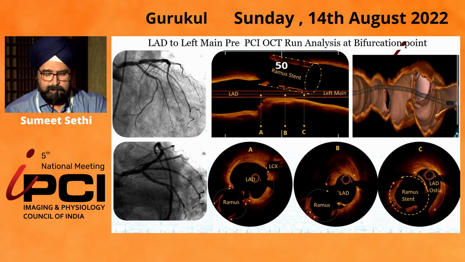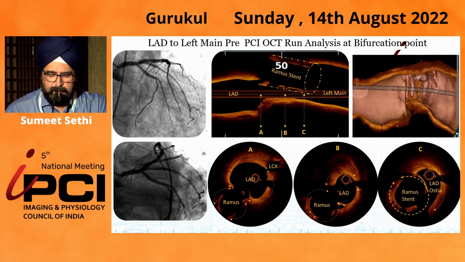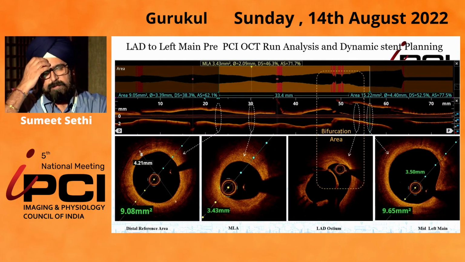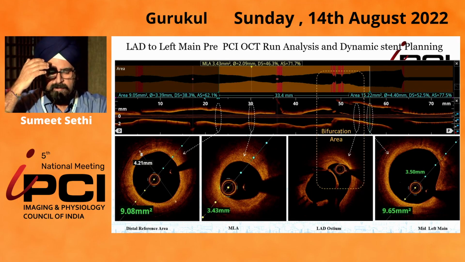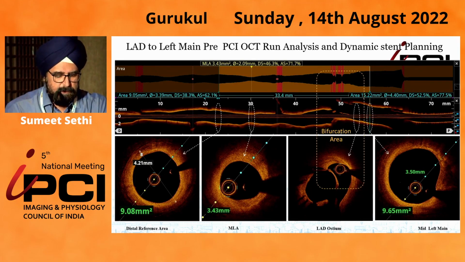And we see the LAD ostia in the cartoon number C, and you see it's almost like a slit-like LAD ostium. So the plan was to actually do a DK crush sort of a situation. We took the ramus stent as a side branch stent which has already been deployed, and we thought we'll do a LM to LAD stent and crush this stent and try and get a good result.